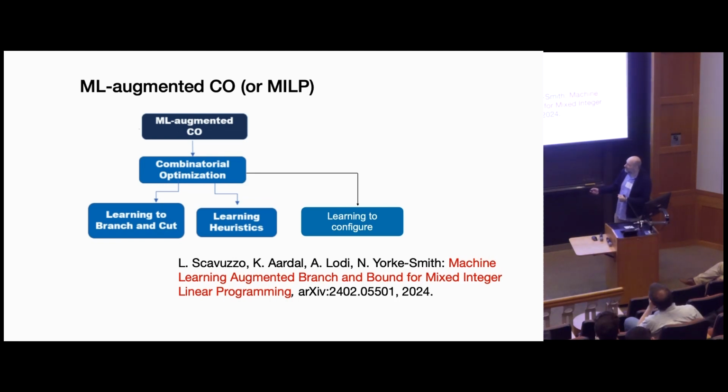And this has been leading to nice advances in selecting variables for branching, in strengthening the LP relaxation by cutting planes, in learning primal heuristics for the problem itself, and one important major part has been looking into how to configure the branch and cut framework in order to be effective for particular classes of instances.